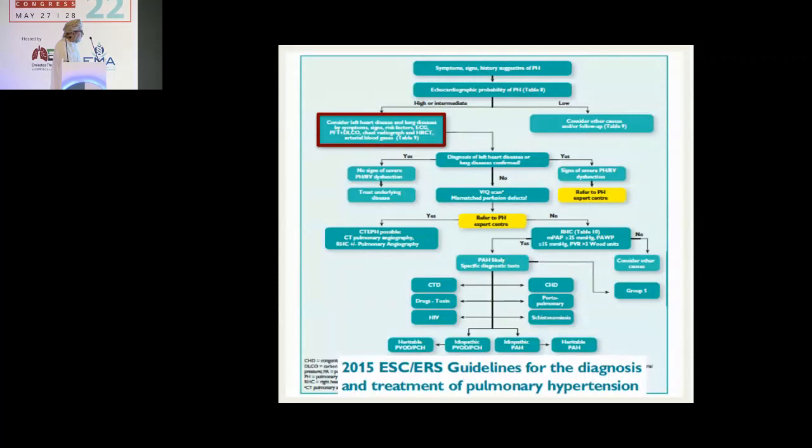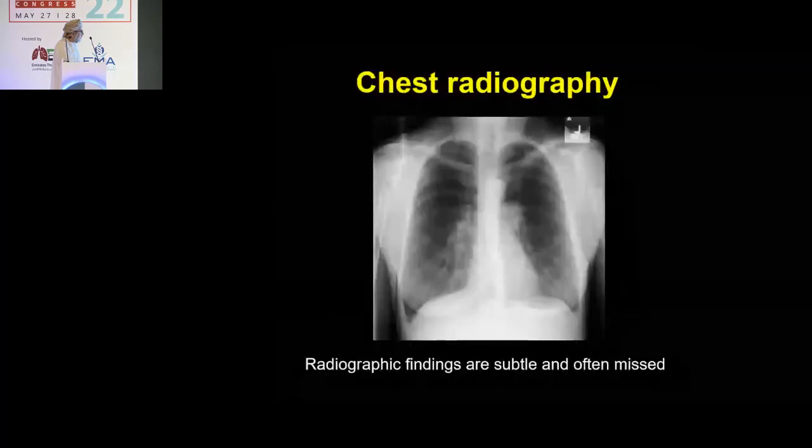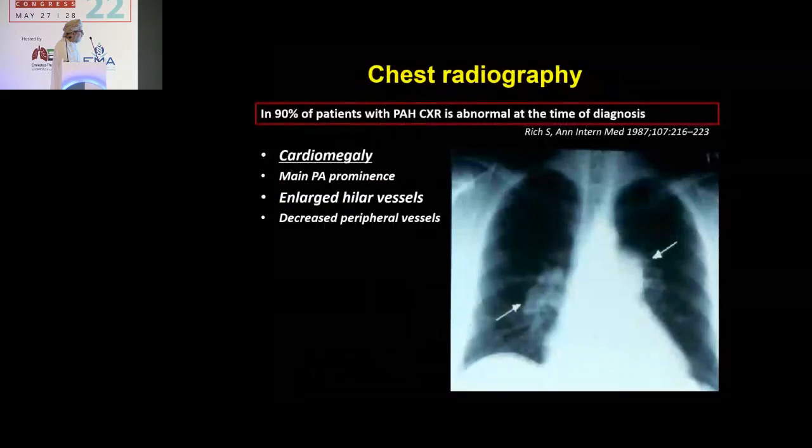And unfortunately, ECG or a chest X-ray to start with shows very subtle signs, in particular at the initial stage. But it is important to do an X-ray because you may see cardiomegaly, main pulmonary artery prominence, enlarged hilus. You get peripheral vessel reduction. And it is important to know that the degree of pulmonary hypertension may not reflect the severity of the disease. Also, a normal chest X-ray does not exclude pulmonary hypertension.